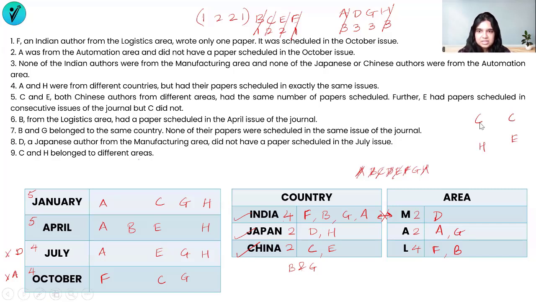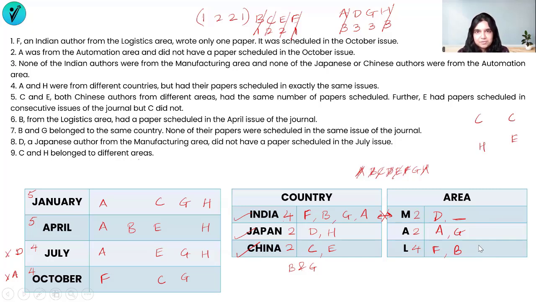If I put C in logistics, H has to be in a different area and E also has to be in a different area. There is only one place left, that is in the manufacturing department, and there is no other place then for either of them to go. One of them can be placed. So if I place C here, I can have H here. But then where does E go if E cannot be a part of the same area as C? Which means I cannot place C in the logistics area.